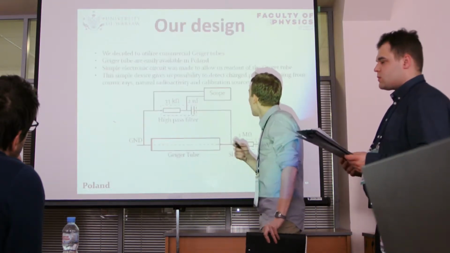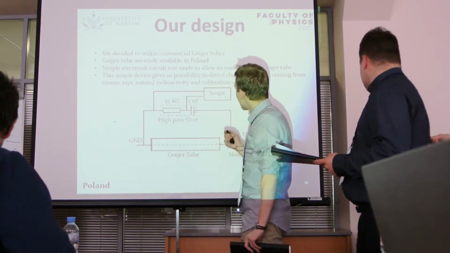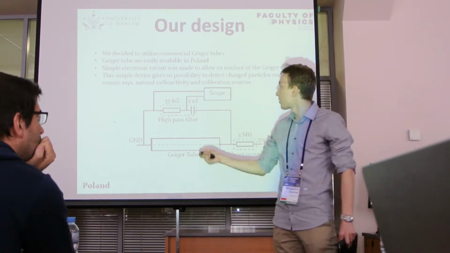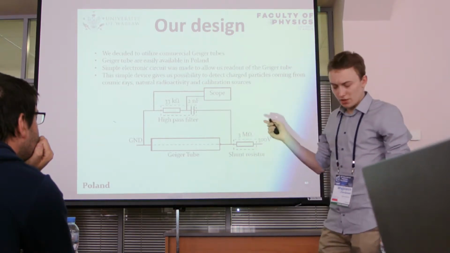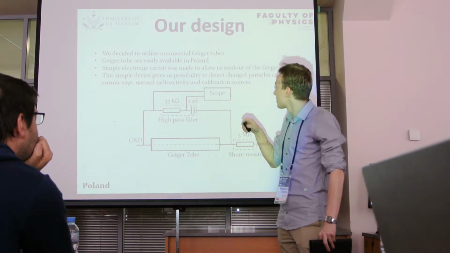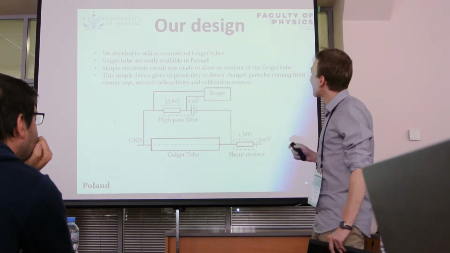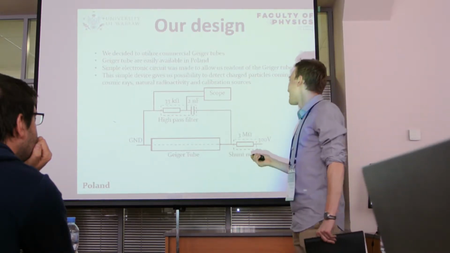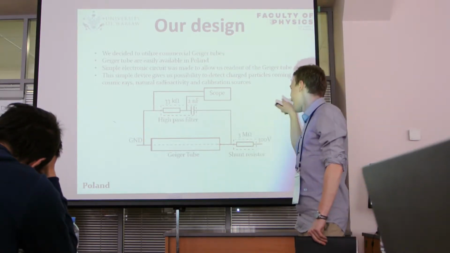So we propose our design is a gas chamber detector working in the Geiger region. We decided to utilize commercial Geiger tubes. Basically, we have one commercial Geiger tube and one old Geiger tube made in this country, which I found in my attic. It was made a long time ago. Geiger tubes are easily available in Poland, in stores or as old memorabilia.